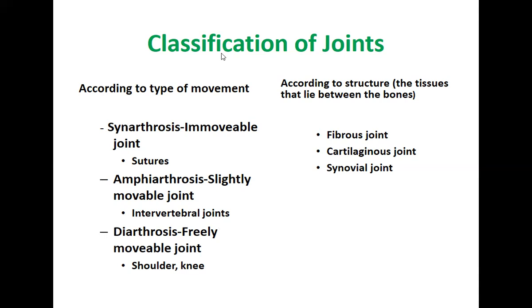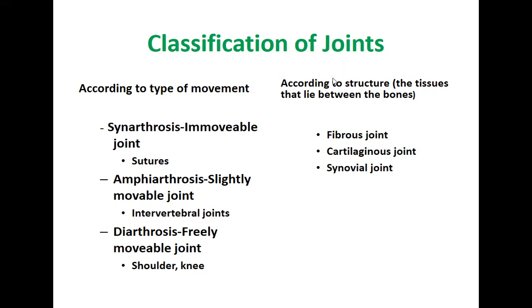So when we classify depending on the movement, there are three types: synarthrosis, amphiarthrosis, and diarthrosis. Synarthrosis, there is no movement. Diarthrosis, there is total free movement. Amphiarthrosis, slightly movable. Okay. So where there is no movement, the best example is sutures. Where there is maximum movement, there is the shoulder joint, hip joint, knee joint. So here this will be diarthrosis. And where there is slight movement, that is called amphiarthrosis. The best example is the intervertebral joint.